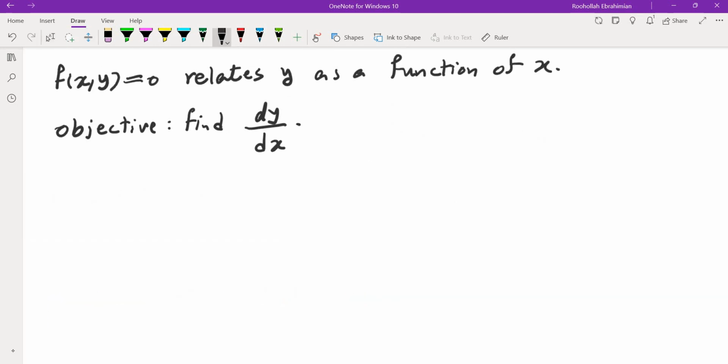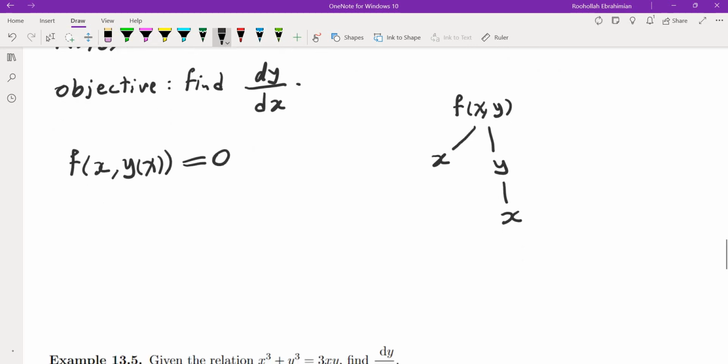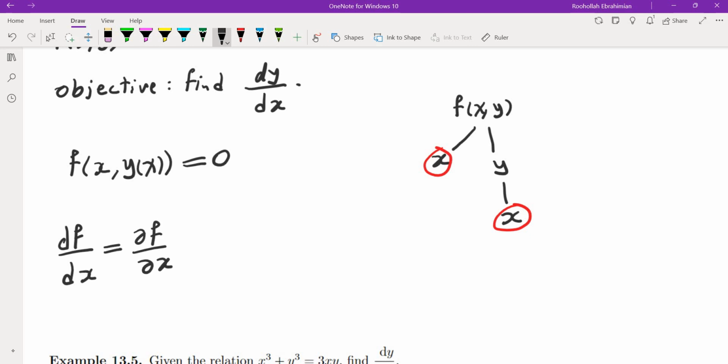So first of all, if you look at f as a function of x and y and substitute y in terms of x, that would give us 0. So now let's look at the function f of x comma y. This is a function of x and y, and y is a function of x. We would like to write down the derivative of f with respect to x. So the derivative of f with respect to x is equal to the partial of f with respect to x plus the partial of f with respect to y times the derivative of y with respect to x.